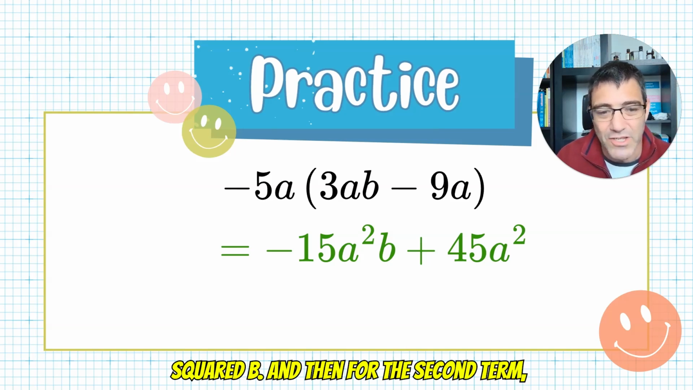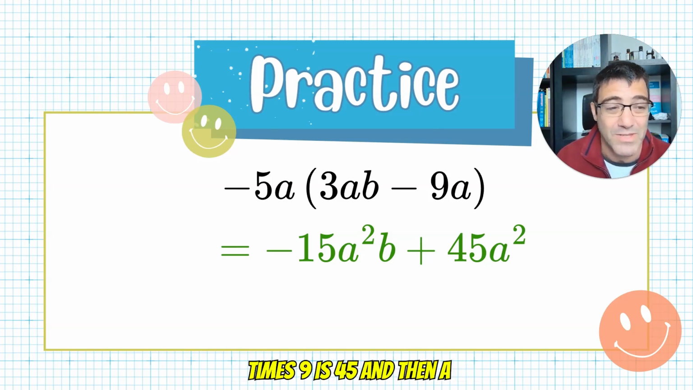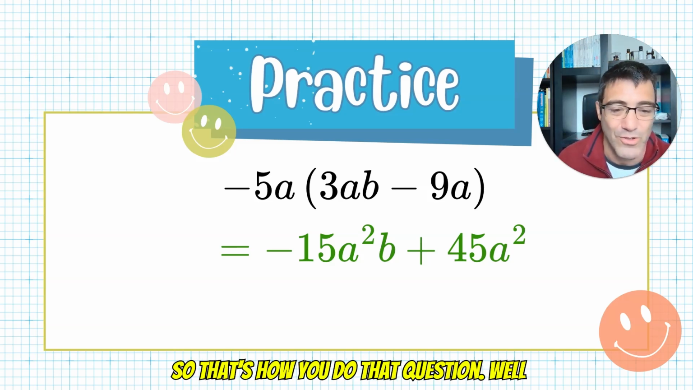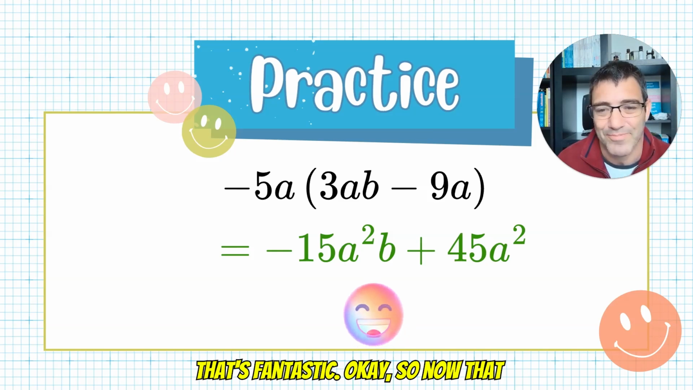And then for the second term, we'll have a negative times a negative, which is going to give you a positive. 5 times 9 is 45. And then a times a, which is a squared. And so that's how you do that question. Well done. If you managed to do all that, that's fantastic.